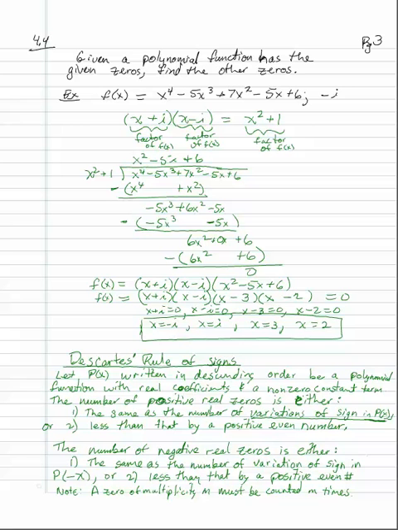So for instance, if you have 5 variations of sign of P of x, then that means that you can have 5 positive real zeros, or 3, or 1. So you just subtract 2, subtract 2, subtract 2, till you get to 1 or 0. Okay? And then the test to find negative real zeros is you put in P of negative x. That's the key, and it's the same idea. Okay, so let's do a couple examples so you can see what I'm talking about.